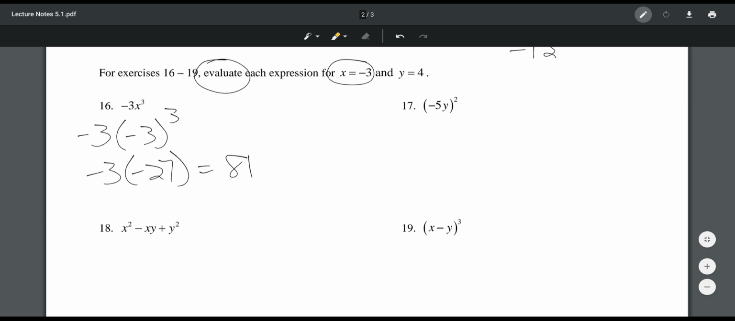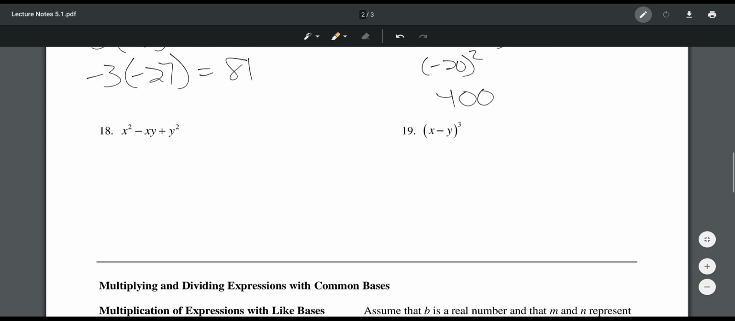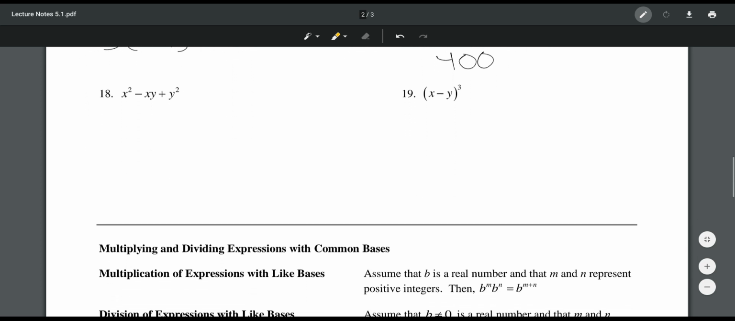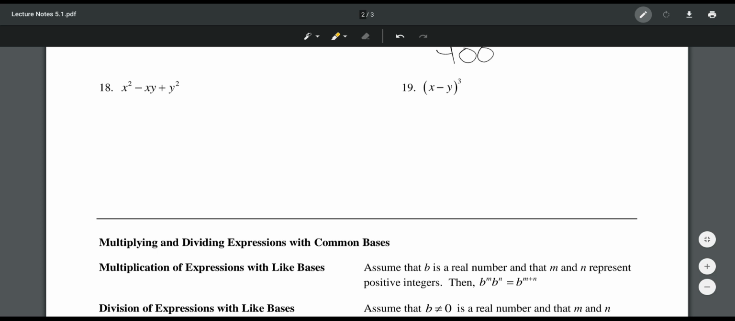In the second example, number 17, I'm going to plug in -4 for y, or +4 for y, I apologize. According to the order of operations, I do what's in the parentheses first, so that would be -20 raised to the 2nd power, which would become +400. So be very careful with that because everything was in the group, and the group had the exponent.